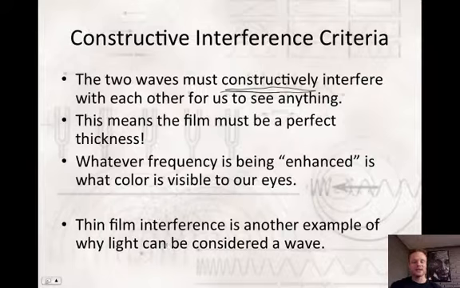Basically, thin film interference is another example of why light can be considered a wave, because you have constructive and destructive interference going on.